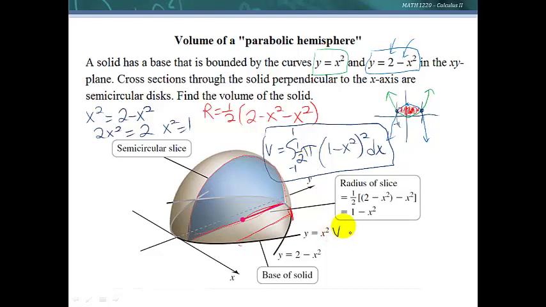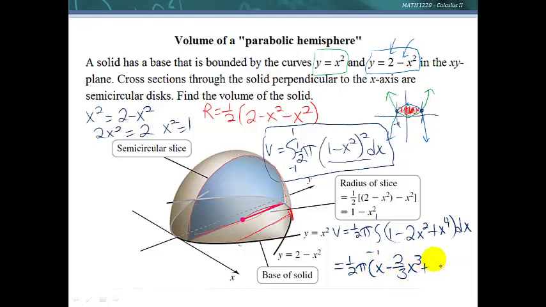So this volume is going to be, I could move the 1/2 pi out in front of the integral, so the integral from -1 to 1. Let's go ahead and multiply this out. So I've got 1 minus 2x squared plus x to the 4th dx. So that's going to be 1/2 pi times x minus 2/3 x cubed plus 1/5 x to the 5th, evaluated from -1 to 1. So for our volume, I'm going to come over here to the left to compute this.